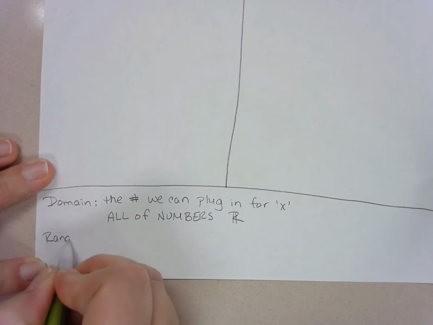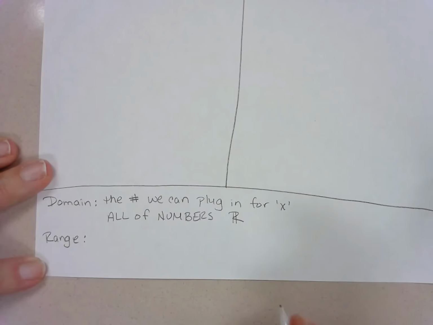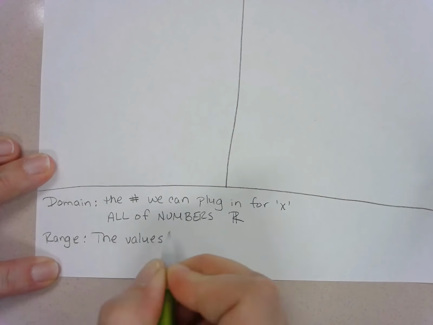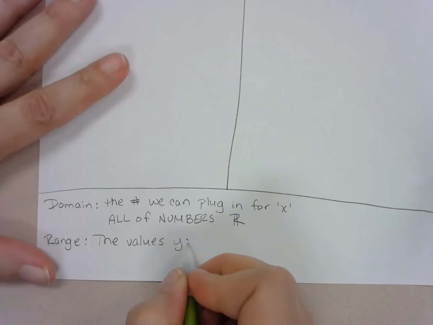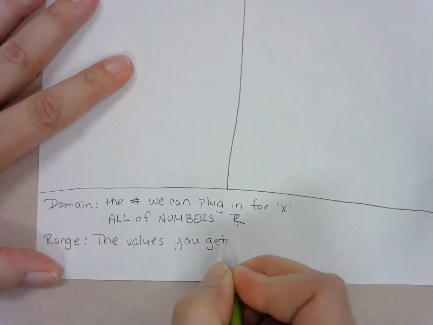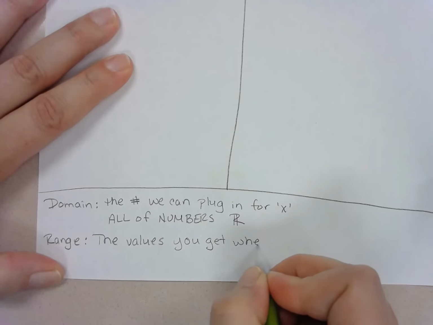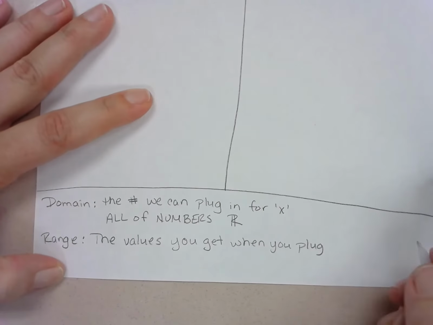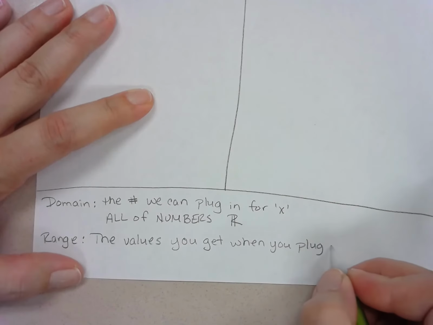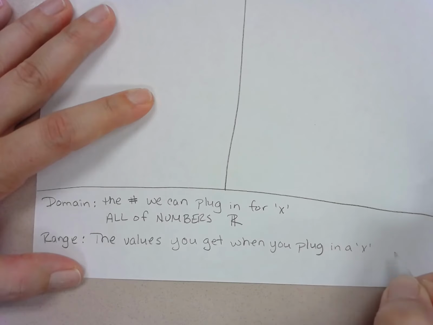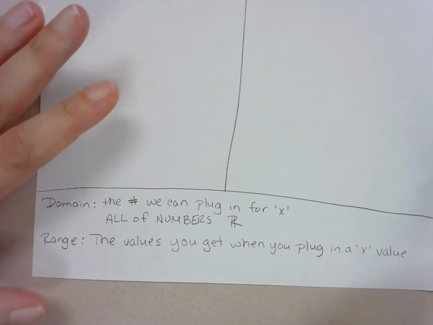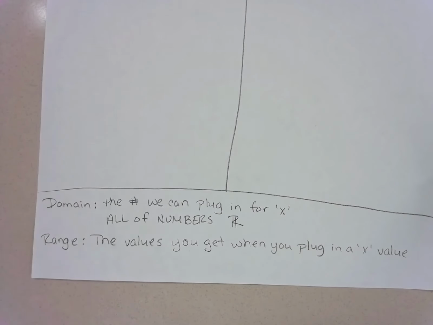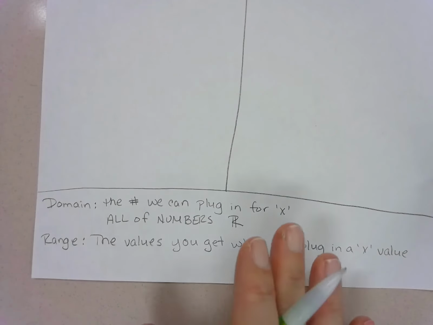And what happens is when you plug in an x value, you get the range. So this is the values or the numbers that you get when you plug in the x's. It's the answers you get when you substitute something in for x. We'll talk about how we're going to write range as we go through the examples.